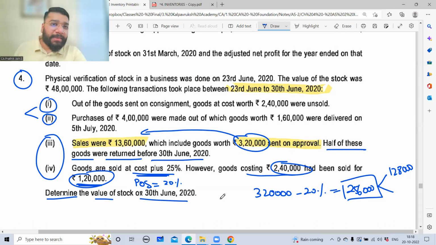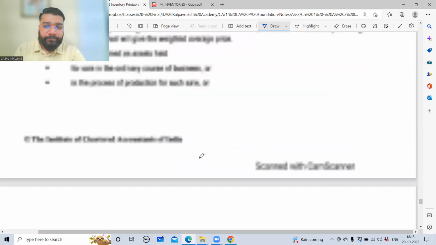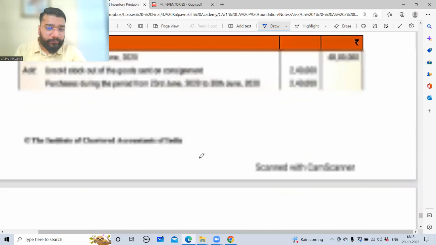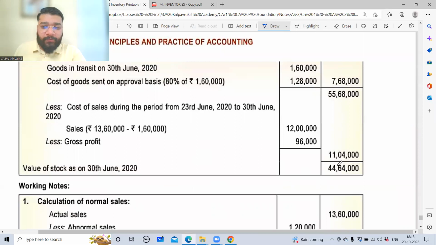So the answer in your ICAI study material is how much? 44,64,000. Now, this they have done in a very complicated way. I can explain this, though I've understood it, but when I start explaining it, my worry is that what you've understood now, everything will become khichdi there. So I'm not even making an attempt to explain this. I hope my concepts and explanations are quite clear.